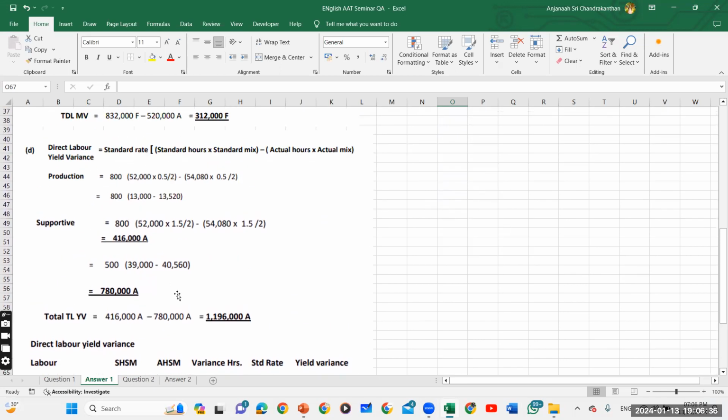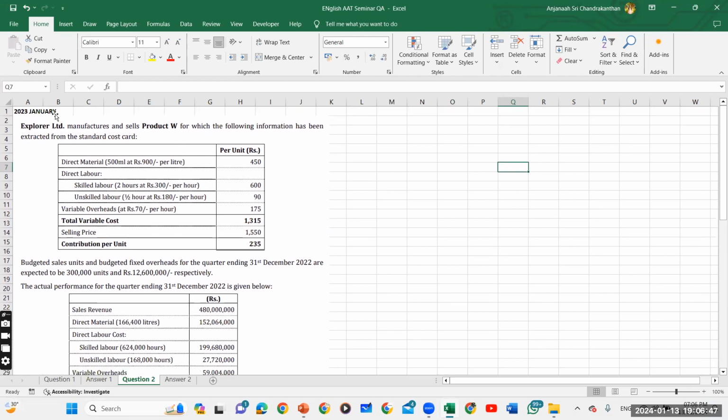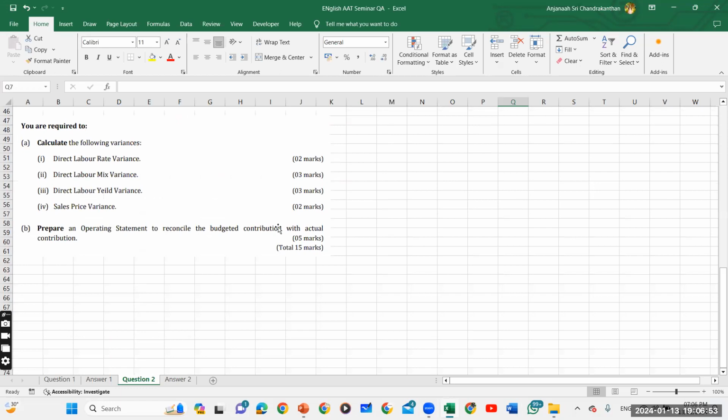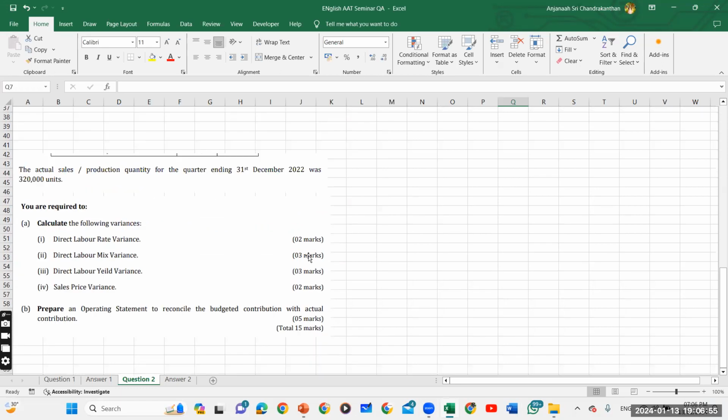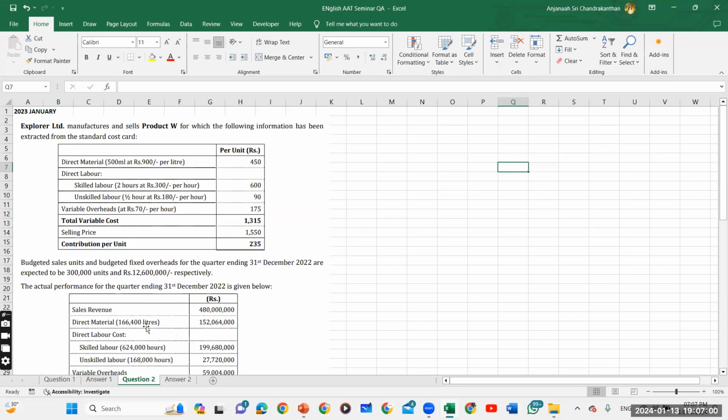So here, yield variance. And then we go on to the next question. So Lamai, this is the other question. Please read through. So this is 2023 January. So this question has the operating statement, so hence you're getting 15 marks. Very important. So read through this question now.